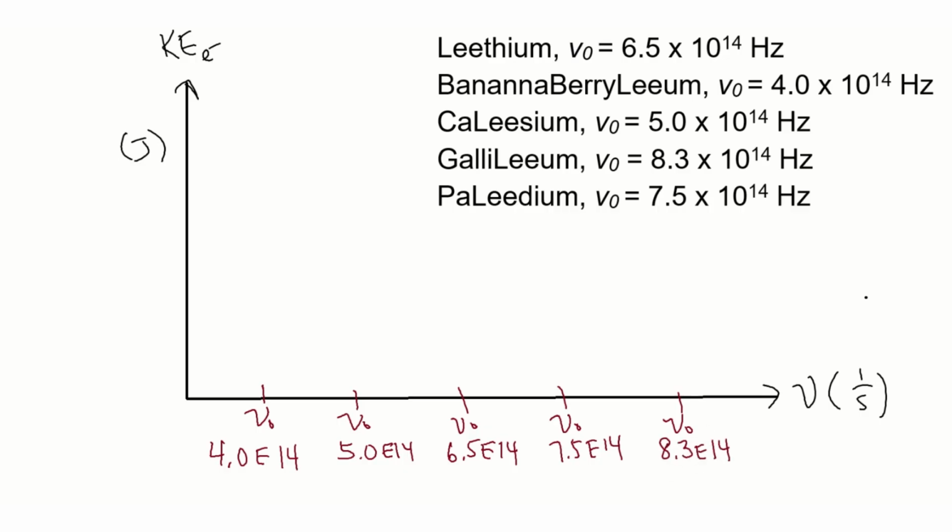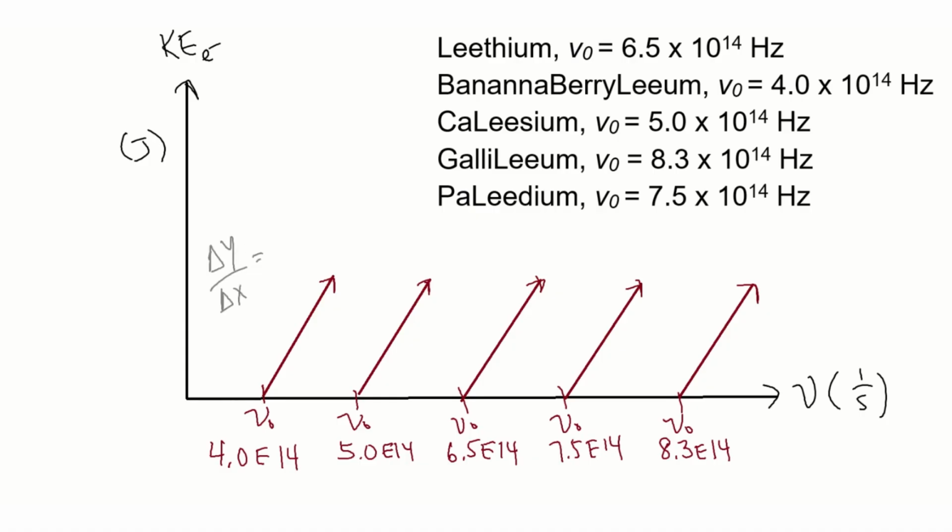We know that once the frequency of the incoming light is greater than any of these threshold frequencies, we're going to get electrons ejected. And with increasing frequency, we're going to get faster ejected electrons. And we know this slope is going to be Planck's constant because that's what Einstein predicted. And turns out that he's right. So that's how you would graph all of these metals on a graph of kinetic energy versus frequency.